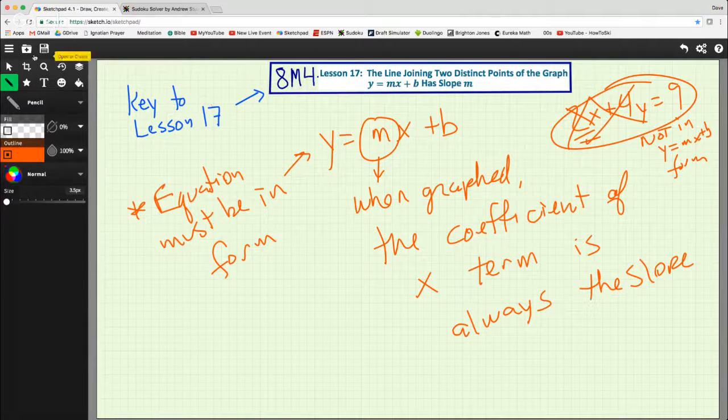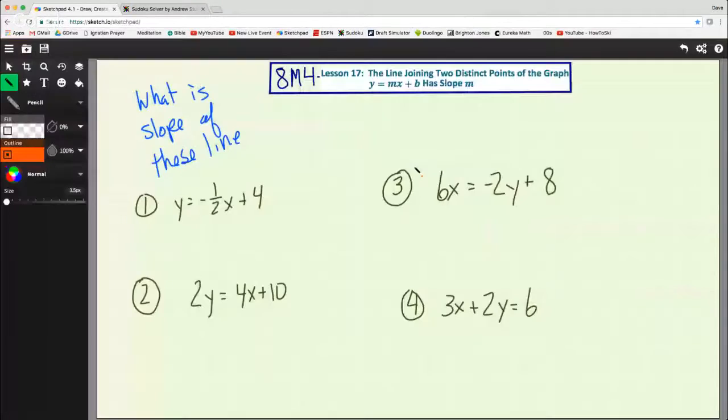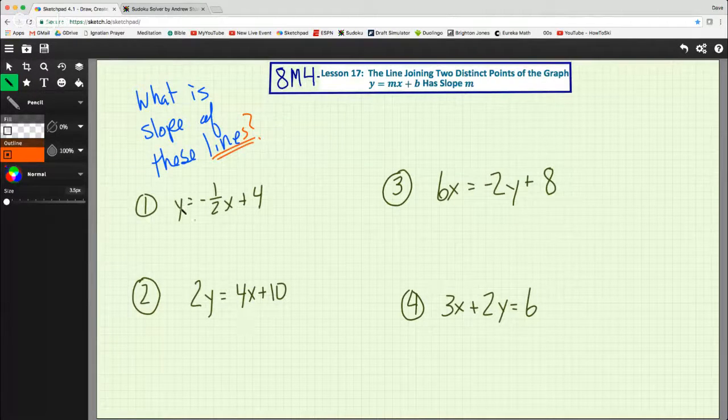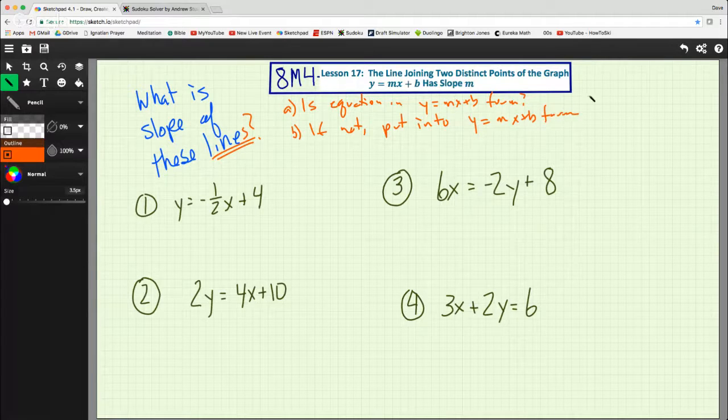So let's go over a few examples and see what to make of that. Here are 4 lines, and we're going to find the slope of these lines. The question is, A, is the equation in y equals mx plus b form? B, if not, put it into y equals mx plus b form. Then slope equals m. We're going to do that 4 times. If you understand this lesson very well, I encourage you to at least try these equations, and then we're going to solve. So pause plus try.